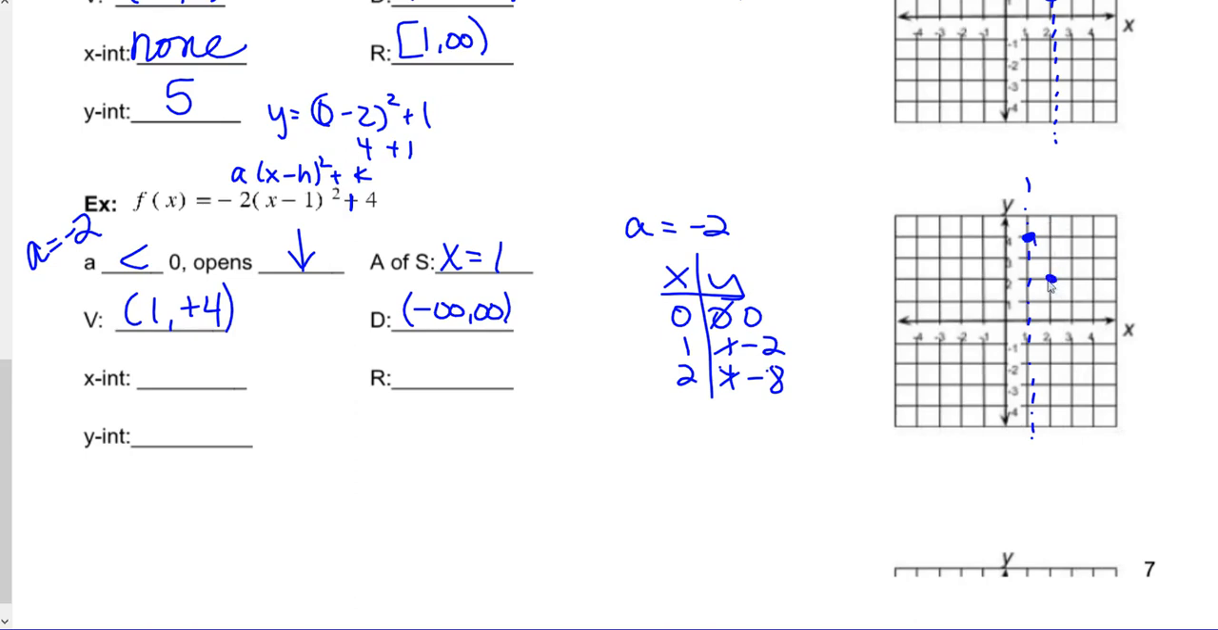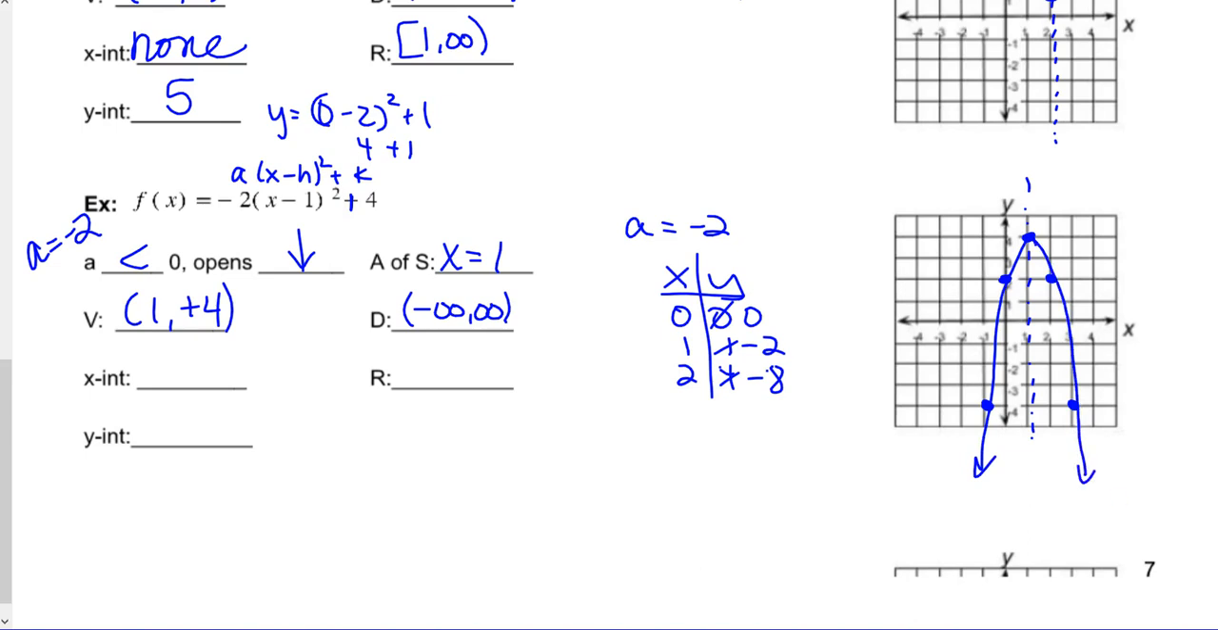That gives me this point. From the vertex I'm also going to go over 2 and down 8, because I can now multiply by that a. 1, 2, 3, 4, 5, 6, 7, 8 would be right here. Using my axis of symmetry, I can match those points on the other side. So here's one side of my parabola, and there's the other side. There's the graph of that.